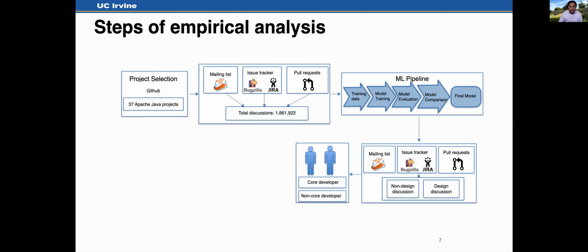Since one of our goals was to understand who the contributors and participants in these discussions are, and also who the implementers are, we needed to classify the developers into core and non-core developers. We consider a developer core if they are among the top 20% of the developers in that project, calculated by the number of commits they authored. Otherwise, they were placed in the non-core category.